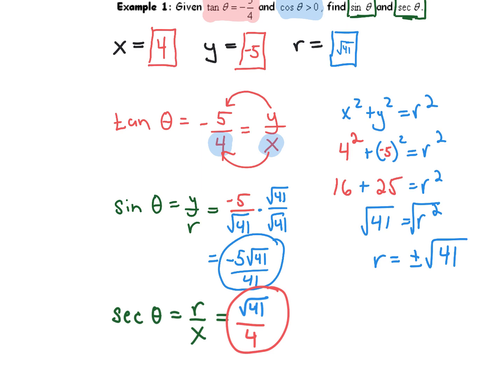Wait, how did you do that? How did you know? How did I know secant was r over x? Yeah, you just said it in my notes. So secant is the reciprocal of cosine. Yeah, so if cosine is adjacent over hypotenuse, that's always an x value over an r value. To flip it, we would get r over x, or hypotenuse over adjacent. Okay.